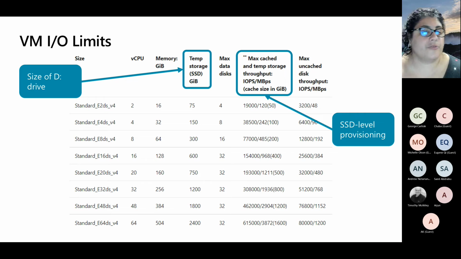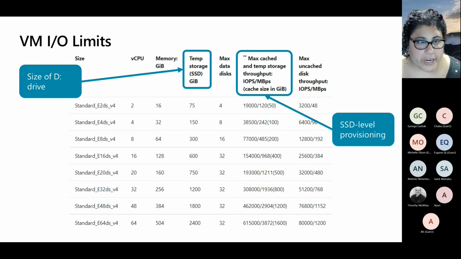And then we have your SSD level provisioning. So this is your max cached and temp storage throughput. This is how much you can drive through the cache and use for your D drive. And so again, it's the same number of IOPS and then throughput. And then the old documentation had cache size in gigabytes, but we don't document the cache size anymore because it might be different for each host. So we no longer document the size.